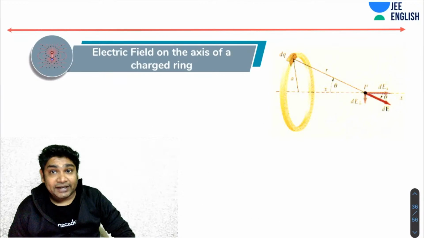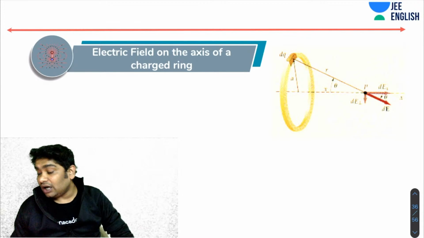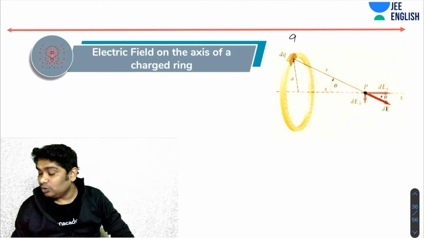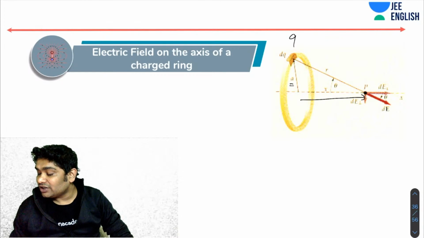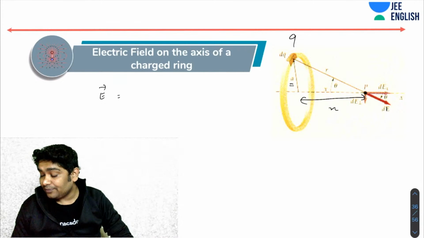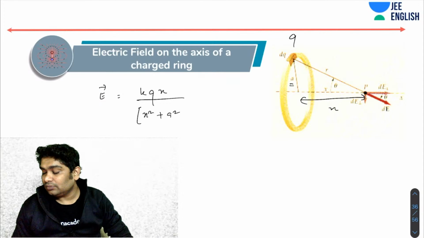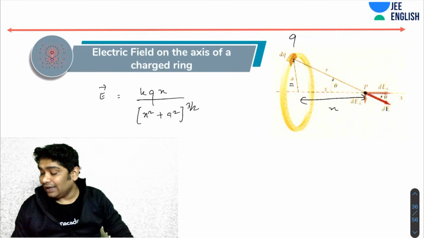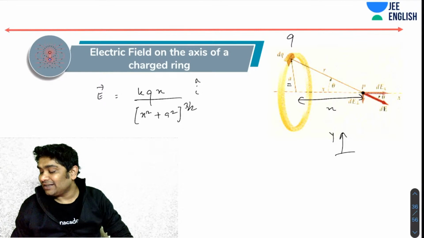Next, we'll talk about the electric field on the axis of a charged ring. Let's assume this charged ring has a total charge of Q and a radius of a, and at a point on the axis which is at a distance x, the E vector turns out to be k Q x over x square plus a square to the power of 3 by 2, in the i cap direction, and these are the y and x axes.